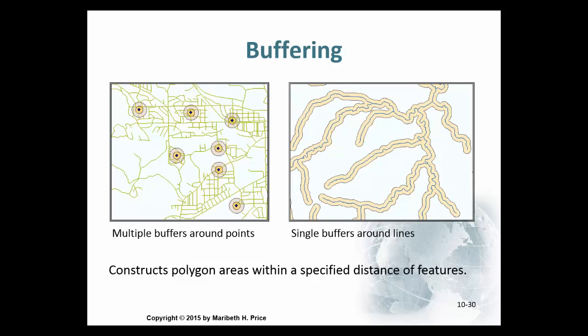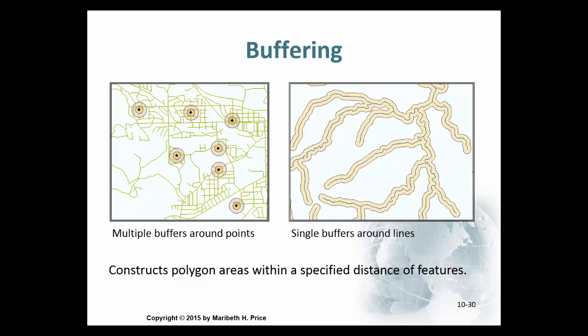Buffering is another commonly used GIS analysis function. It is used to identify areas that fall within a certain distance of a set of features. Buffers can be created for points, lines, or polygons. It can be used to find the 100-yard drug-free zone around schools or sensitive protective areas within 100 meters of a stream.